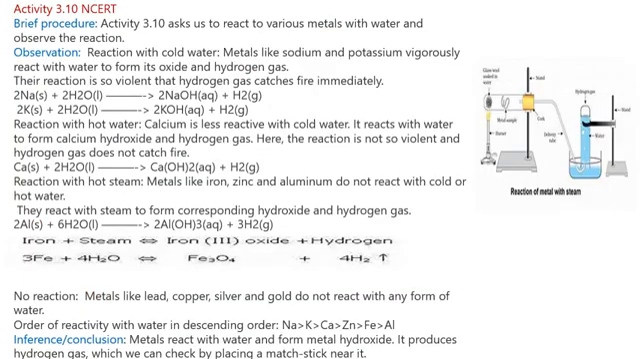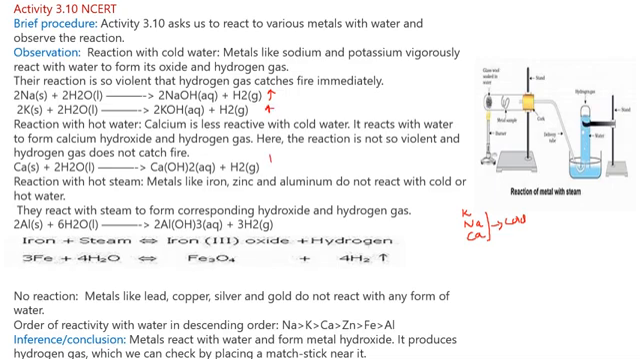Let's take the next activity. Over here we are going to react all the metals with water. Let's start with the first metals: potassium, sodium and calcium. We are going to react all these three metals with cold water and we will see the reaction. Definitely they are going to form hydroxides of that particular metal, and hydrogen gas is released. In all the three cases, hydrogen gas is released.